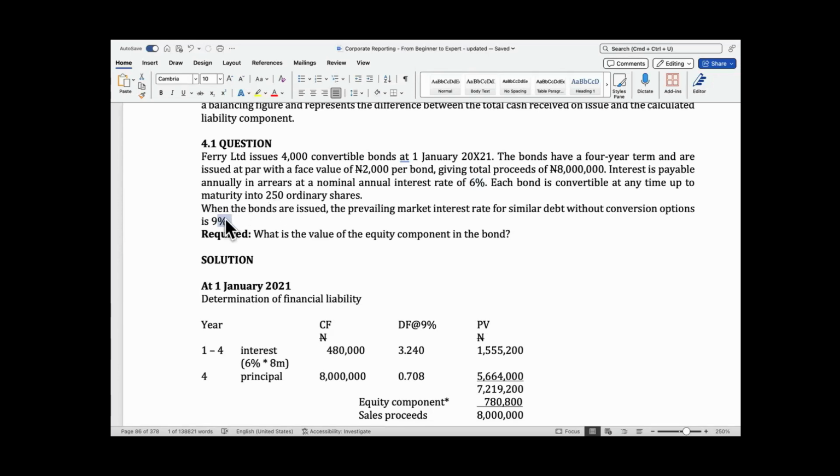You see, this one without conversion option has more risk. Because if, for example, there's a default or the issuer is unable to pay back the principal, that is it. They will lose their money.